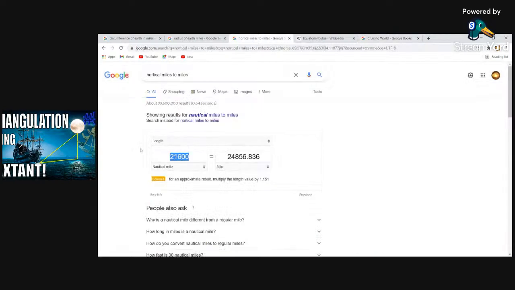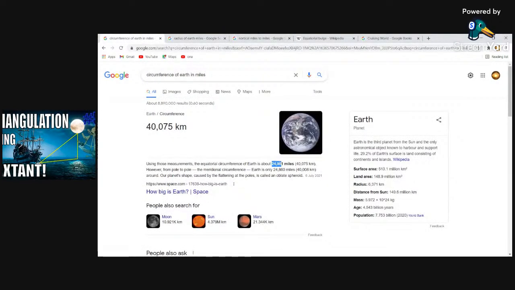So let's convert that. 21,600. What's that come out to for the circumference? 24,856. That is the circumference of your globe using this technique. 1 degree every 60 nautical miles comes out to a circumference of 24,856 miles. What is the actual circumference of Earth? 24,900 miles. So even using this technique, we can't get the radius of the Earth because we can't even get the circumference of the Earth.